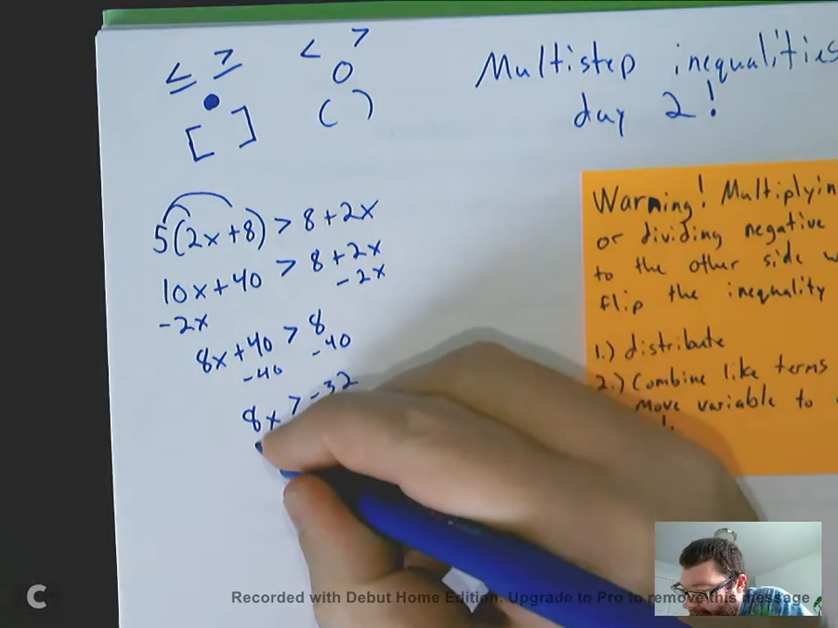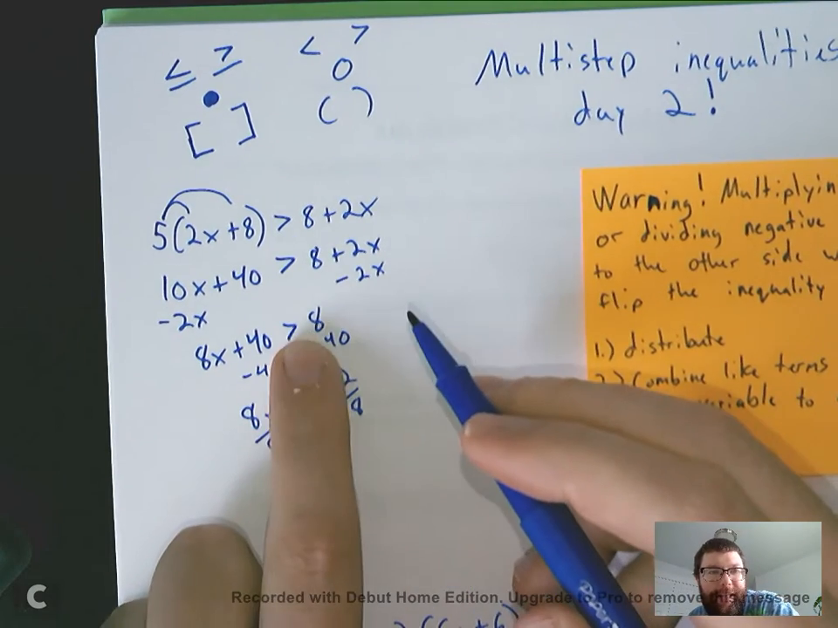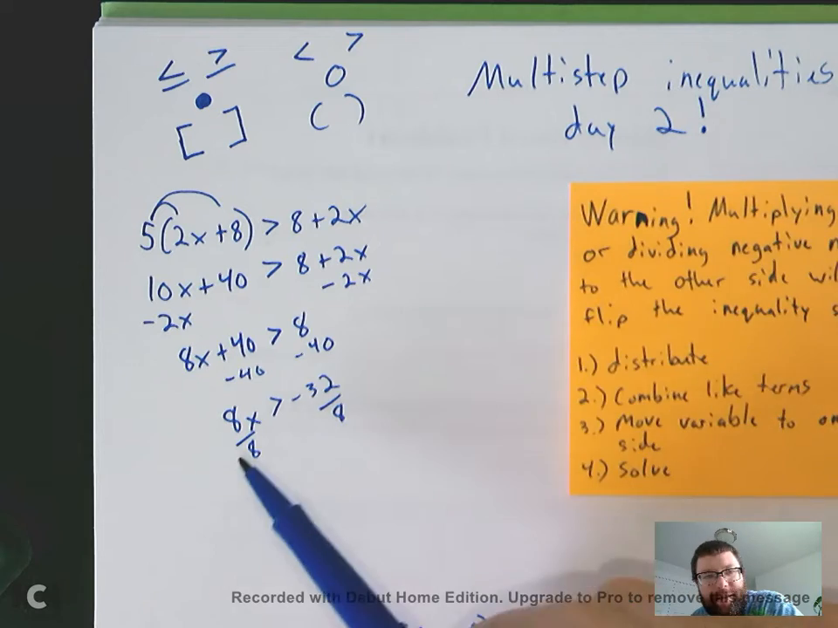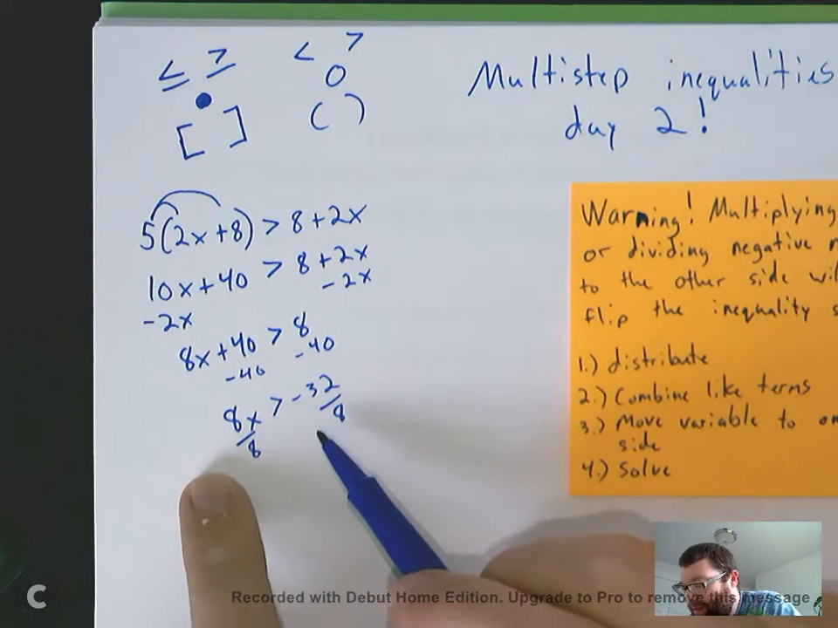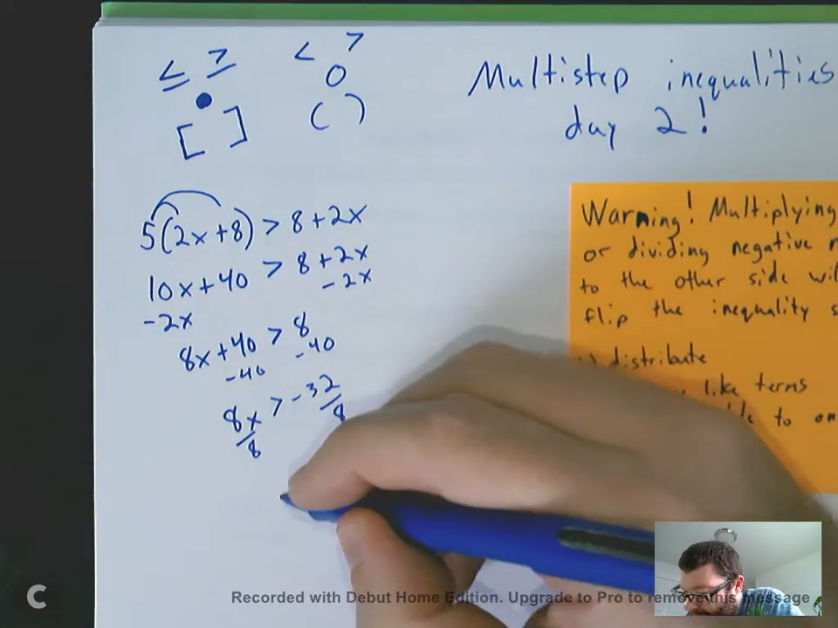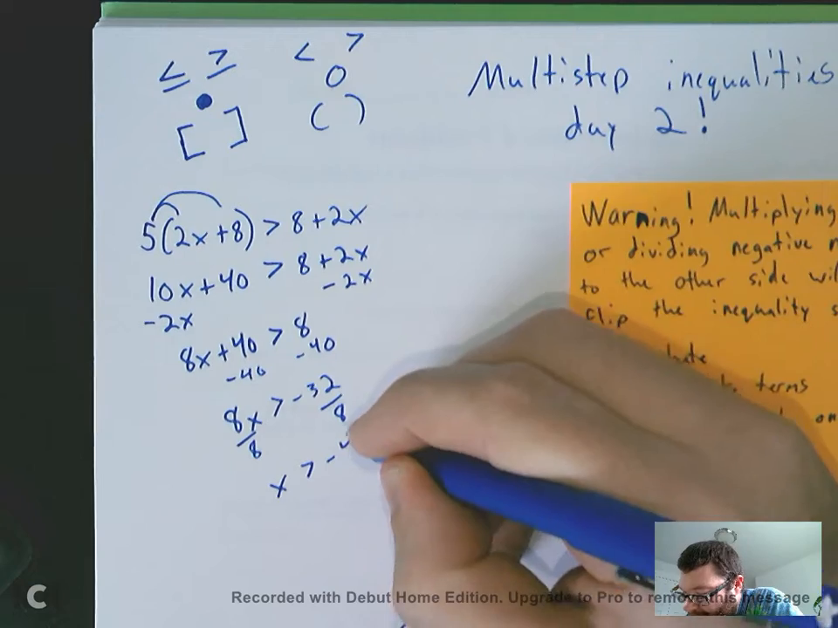Okay, then I divide by 8. Now this 8 is positive, but that's negative, right? Does that do anything to my sign? It's just the number that's going to each side. And since I'm dividing by a positive number on each side, my sign will stay the same. So x is still going to be greater than negative 4.